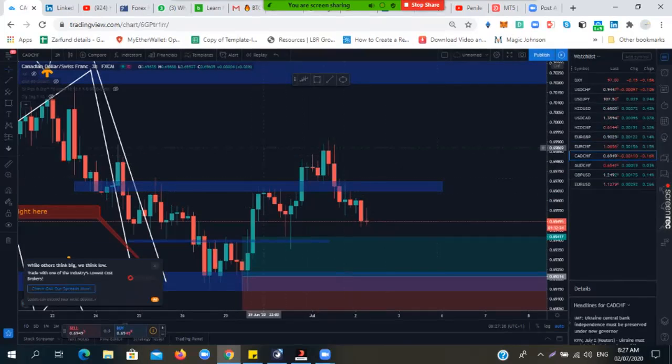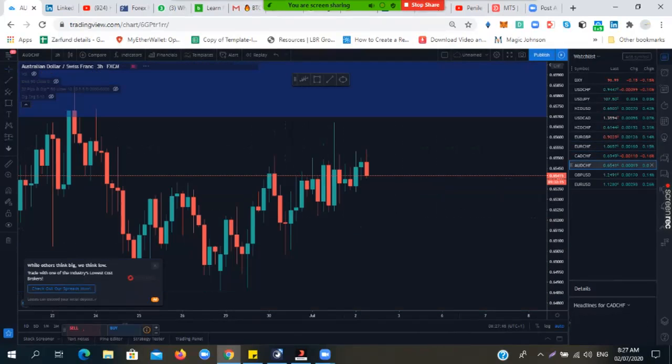CAD CHF, this pattern too, we're looking at a sell-off. This most likely will sell off down to this point, and then we'll see what happens there. We traded this before. AUD CHF, nothing much there.